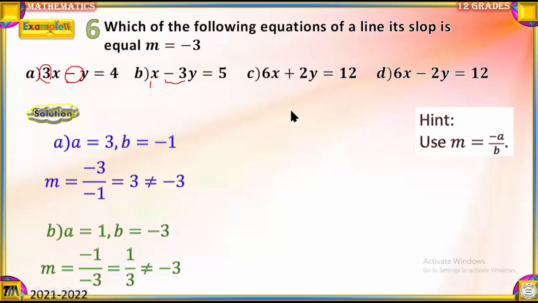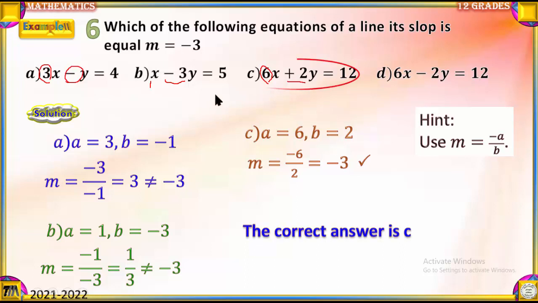And now find the slope of C. We can see that a is 6 and b is 2. Then the slope is equal to minus a, which is minus 6, over 2. Minus divided by plus is minus. 6 divided by 2 is 3. We can see that it is equal to minus 3. That means the correct answer is C.